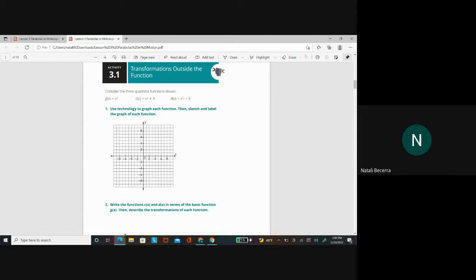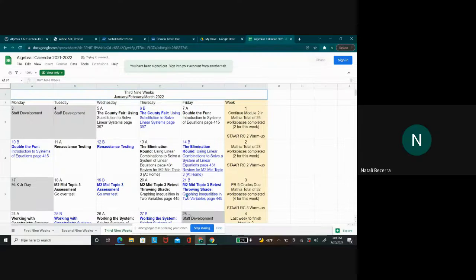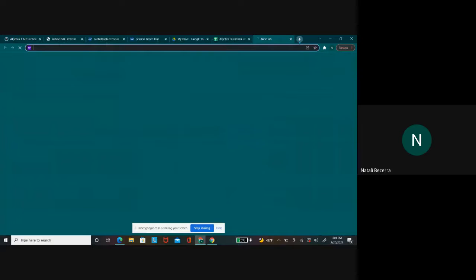So you are going to have Desmos open. We're going to be learning about transformations of quadratic functions. So a transformation always starts with g of x equals x squared, right? So let's go ahead and graph that one. I'm going to go over here to Desmos. I think I already have it open or not. So I'm going to have to open it real quick.